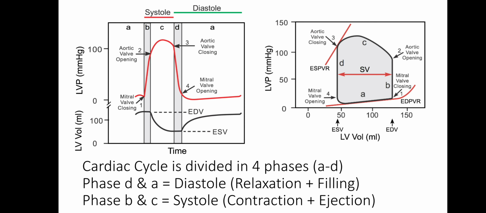So starting with the pressure volume loop, here is the diagram. You all are familiar with it. I'll try to make it simpler for you. Here the cardiac cycle is divided into 4 phases, A, B, C and D. The phases D and A illustrate the diastole, while B and C illustrate the systole of the cardiac cycle. I'll explain these phases in detail in the next slides.